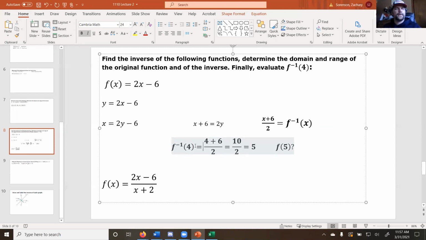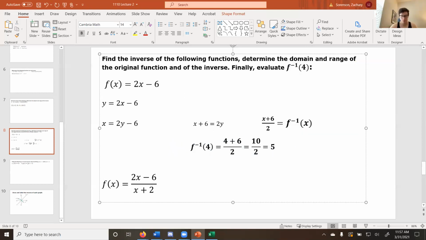Any questions about that? So our final answer is, to answer this, f inverse of 4 is just 5. I was just doing a thought experiment there. This is your final answer to that question.